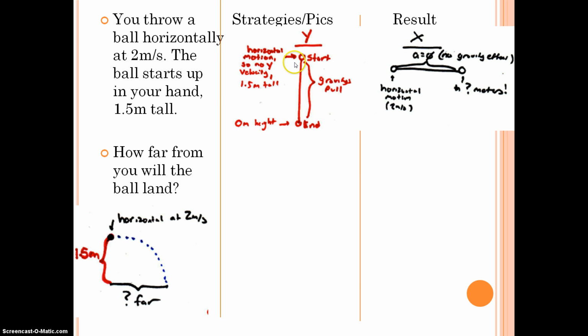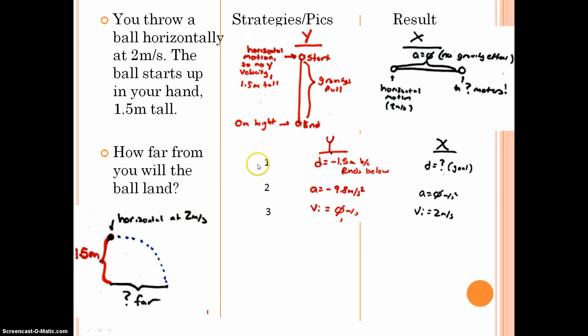1.5 meters tall, horizontal velocity. The only thing that's kind of different compared to last time is that I don't know this meters at the end, but I know the velocity in the beginning. And since the acceleration is 0, that's the velocity for the entire number line. Step 1, give me your X, Y information you know. Negative 1.5 because it ends below, unknown. Step 2, write the acceleration. Step 3, can you write in anything else you know if it's horizontal?